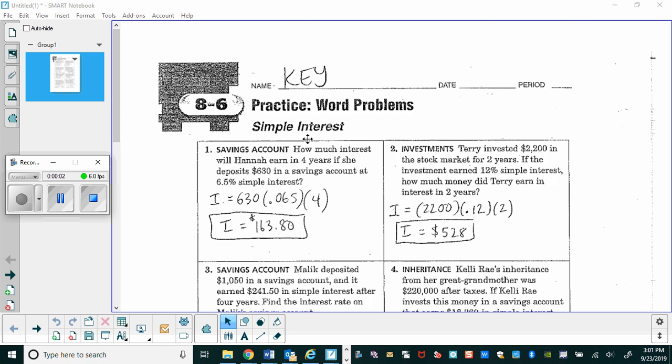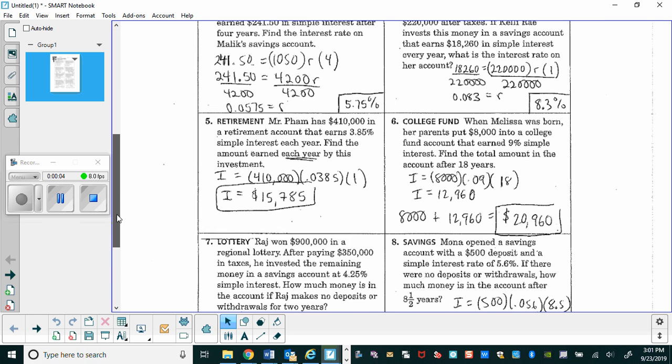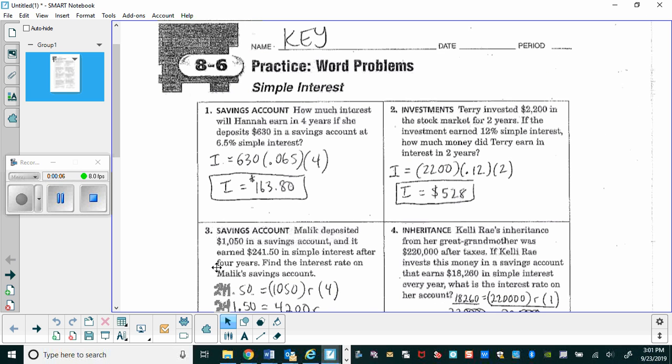So in this video, I'm going to be going through these 8 problems, and if you need to just skip ahead at any point, go for it. I'm just going to be taking it from the top with problem number 1 and just explaining all of the problems. So for number 1, we're asked how much interest will Hannah earn?